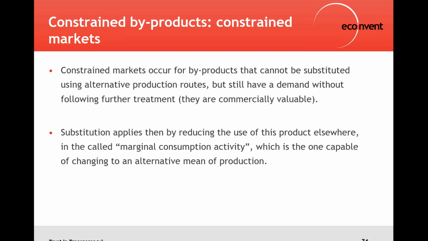In those cases, substitution will apply by reducing the use of this product elsewhere in what is called a marginal consumption activity. And this marginal consumption activity will be the one that will be capable of doing this substitution, because it will be capable of changing to an alternative means of production, so reducing the need of this byproduct.